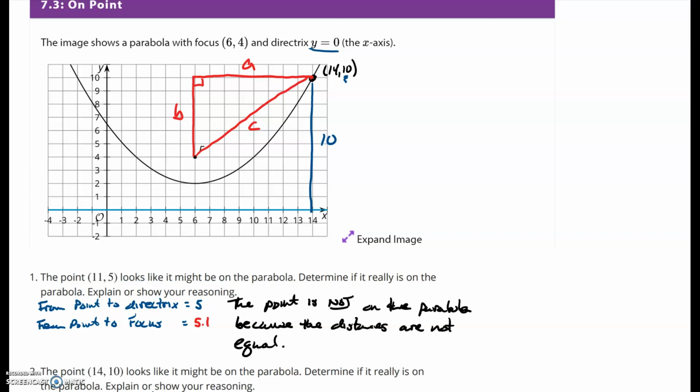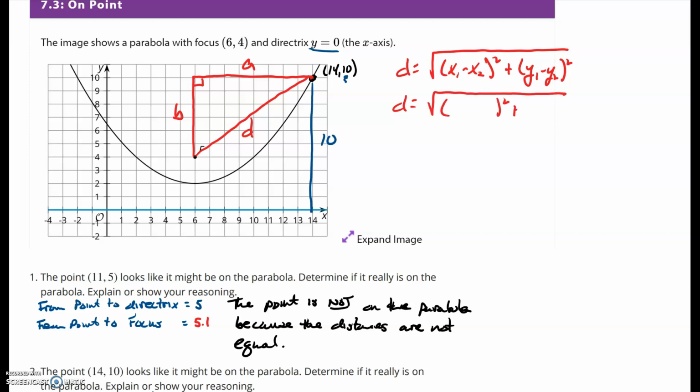This time I'm going to do it a little bit different. I'm going to use the distance formula, which we'll call distance d. The distance formula says the distance between 2 points is the difference between the x values squared plus the difference between the y values squared, and then I take the square root of that sum. Now I can just plug in my values. The focus down here is the point 6, 4. So my first x value is 6 minus my second x value, which is 14. My first y value, which is 4, minus my second y value, which is 10.